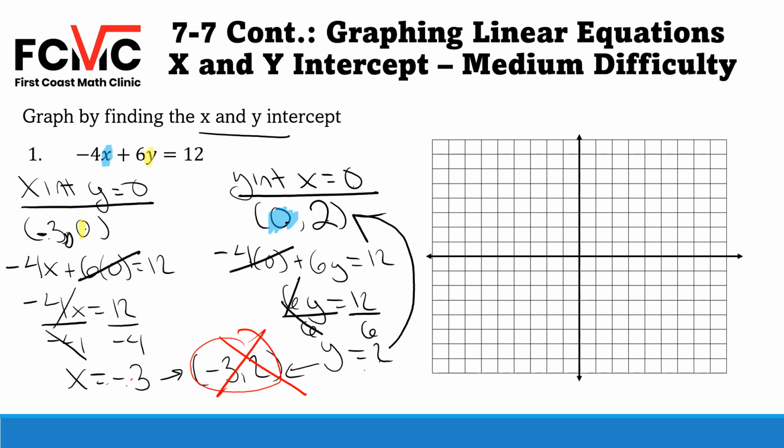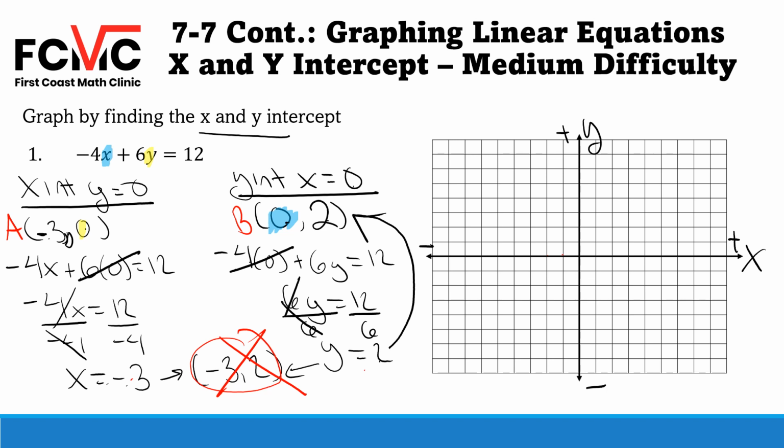And let's plot these points. So we'll call this point A, this point B. So A is negative 3, 0. Remember, just a review of coordinate planes. That's y. That's x. That's the positive direction. That's the negative direction. That's a positive direction. That's a negative direction.